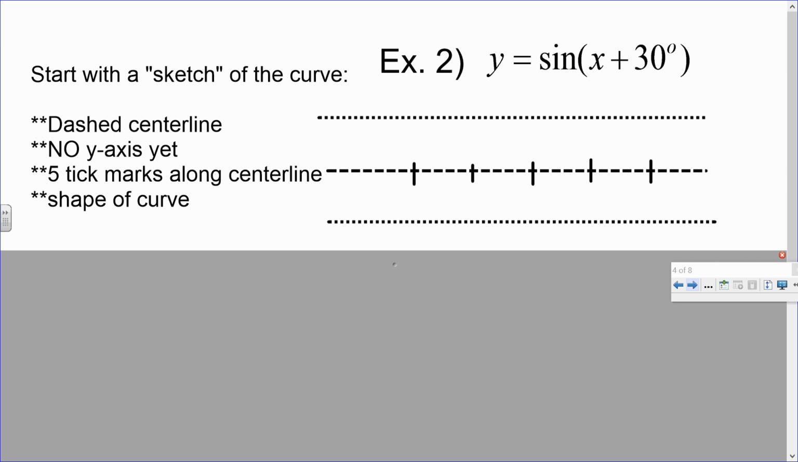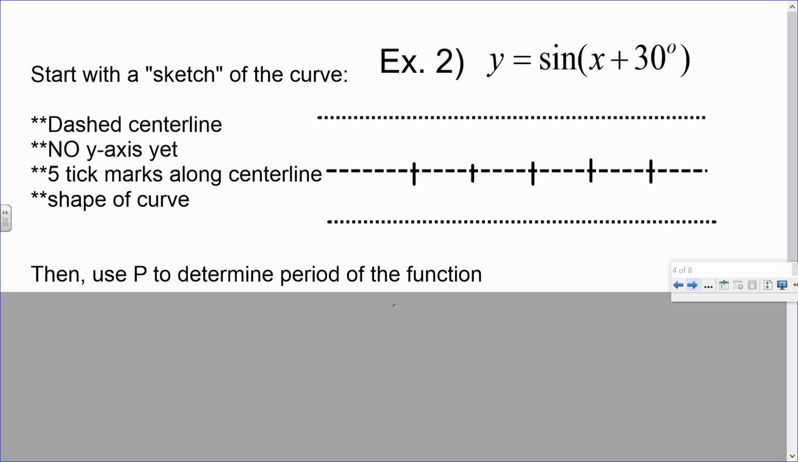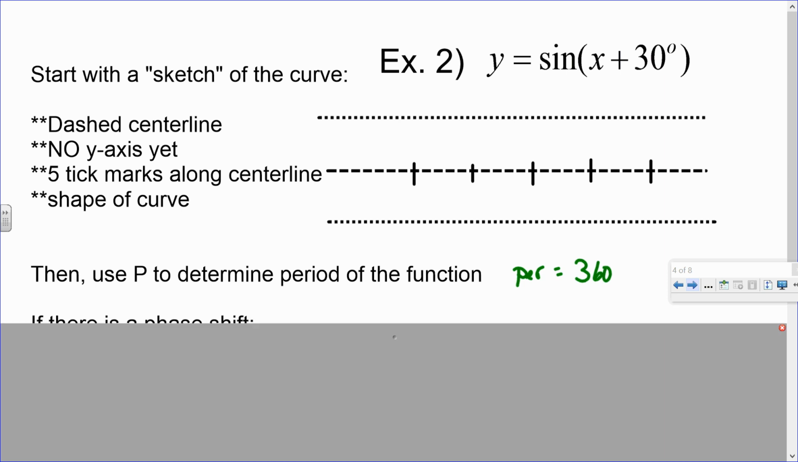Next, we worry about the period. Have we changed the period on this one? No, there's no number right here before the x. So we have not changed the period, so it's the normal period. Am I going to use degrees or radians on this one? Because of the 30 degrees, it must be degrees. So we know that the period must be 360 degrees. So I'm going to write that down here.